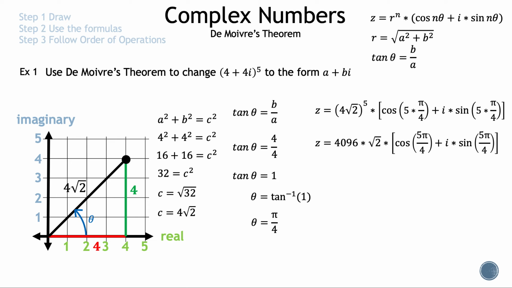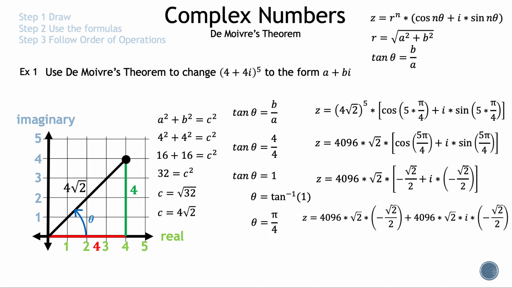Now we can use that unit circle again. Cosine of 5 pi over 4 is negative square root of 2 over 2, and sine of 5 pi over 4 is negative square root of 2 over 2. Now let's distribute that 4096 times square root of 2 to each term inside the brackets. And now let's simplify what we have so far by multiplying 4096 times square root of 2 times negative square root of 2 over 2.